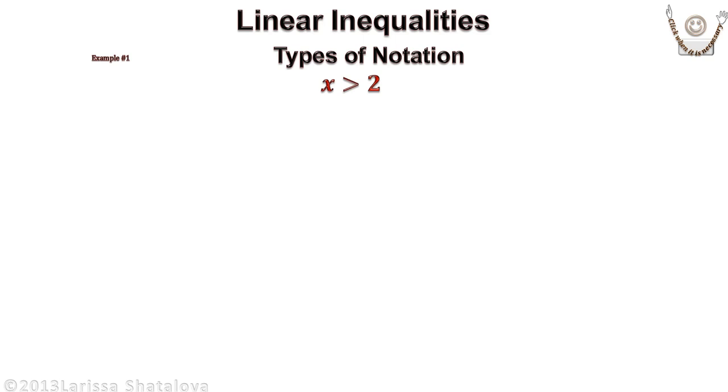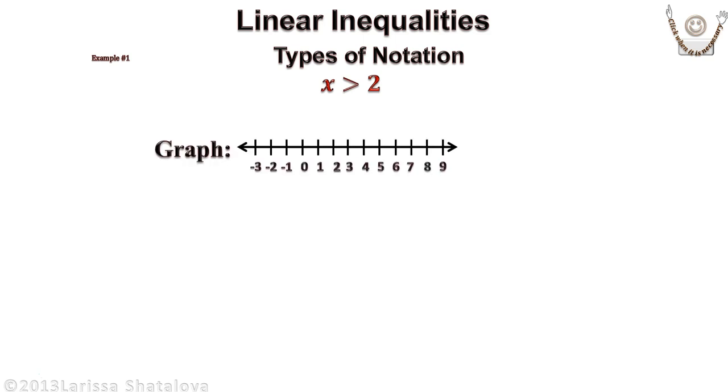In previous slides, we solved an inequality and got the answer. The solution set for that inequality was x is greater than 2. And now we are going to learn how to show different types of notation for this answer. It can be a graph, a solid line from 2 to positive infinity, and you have to show parentheses at 2 because x is greater than 2, not equal.